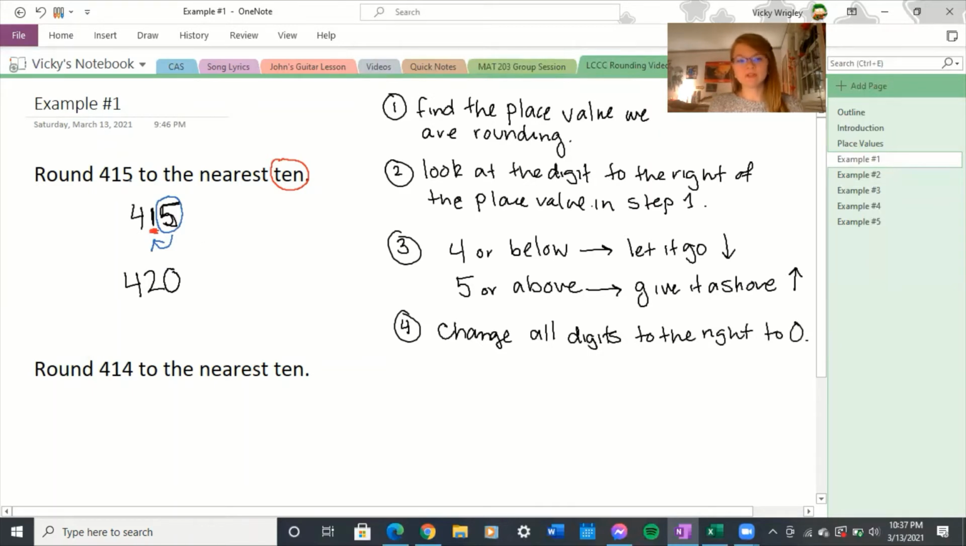So rounding 415 to the nearest 10, we found the nearest 10. We underlined the place value that we're evaluating. Look at the number to the right. Is it 5 or above, or is it smaller? Is it 4 or below? If it's 4 or below, we let it go. If it's 5 or above, we give it a shove. 5 makes the 1 round up a spot to 2. So 420 is our final answer.